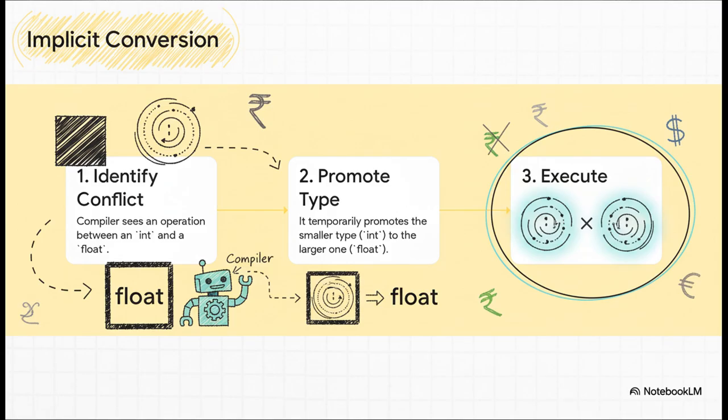The compiler does the exact same thing. It sees that the int is a smaller type than the float. So to avoid losing any precision, it temporarily promotes the integer to a float. Now it's just multiplying two floats together, no problem, and no data gets lost. And the best part? This all happens automatically, behind the scenes.